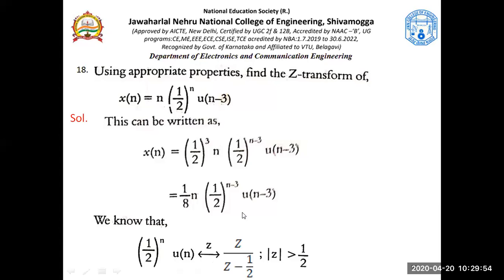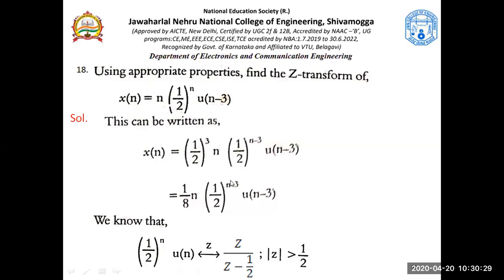Now what do we need to do here to get n minus 3? What operation needs to be performed on this so that I can get this? Is it the time reversal operation? No. This is the time shift operation. So this signal (1/2)^n u of n needs to be time shifted so that I can get this.